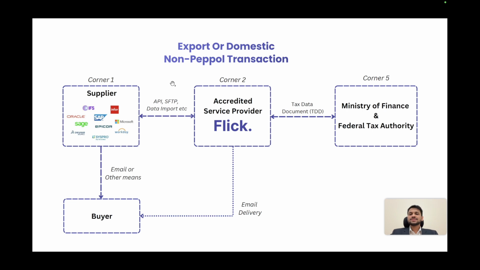So in such cases, or even if your buyer is a foreign buyer, the supplier, you, will have to send it to our server. We will report it to the Ministry of Finance, but then the process ends there. We are not delivering it to the buyer because they are not in the Peppol network. So either you can prepare the PDF and give it to your buyer, or maybe print it and give it, or any other means as you prefer.